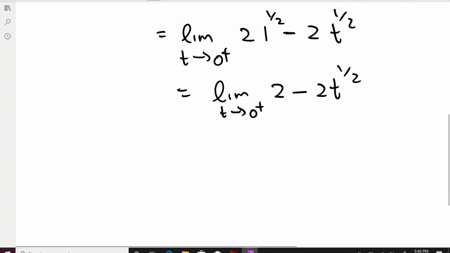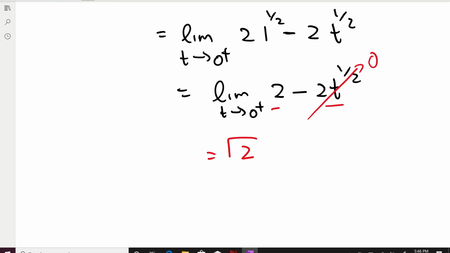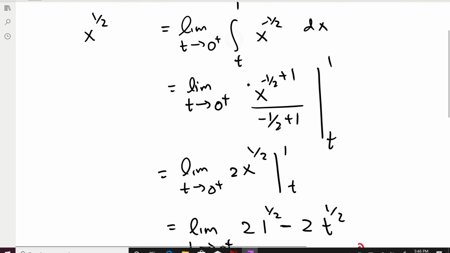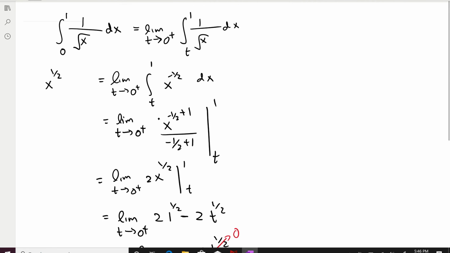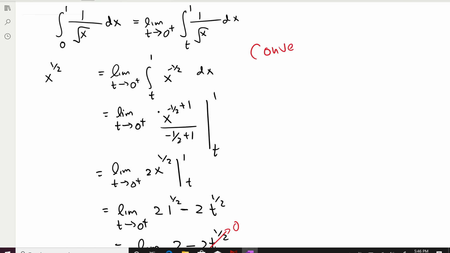Now let's take the limit. When t gets closer to 0, this term is actually getting closer to 0, right? Each time you are taking a square root of a small number, so the number is getting smaller and smaller, so it goes to 0. So the limit is 0 for this part. The limit of 2 is 2. So 2 minus 0, the limit is 2. 2 is a finite real number. So because of that, this integral is going to be a convergent integral.